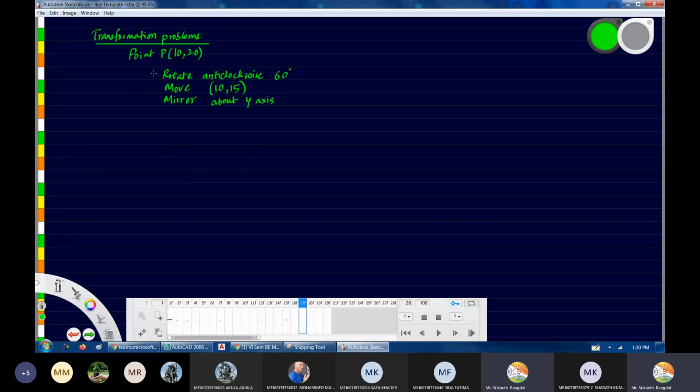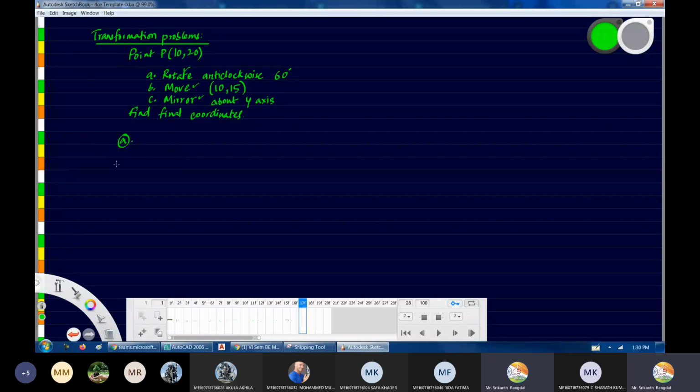So we'll have to perform these three transformations on the point. A, we have to rotate it anti-clockwise by 60 degrees. Then we have to move it by 10 in the x direction and 15 in the y direction. Then we have to mirror it about the y-axis, and then find the final coordinates. I hope you have written down the matrix formulae for rotate, for move, and for mirror. You should know the matrix formulae. Now let us start implementing.